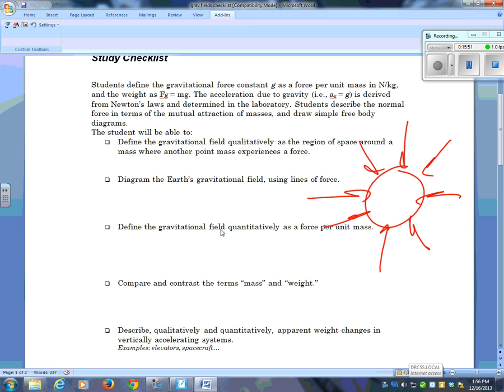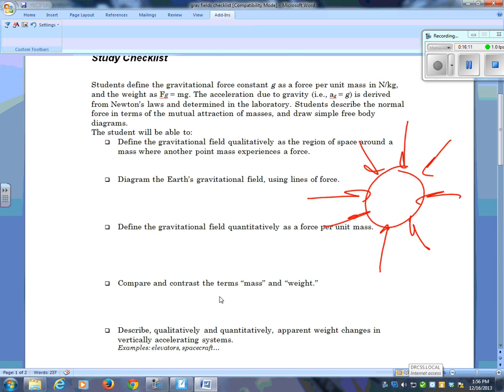You should be able to define the gravitational field quantitatively as a force per unit mass. In other words, have a very good understanding of it being in newtons per kilogram. If I say an object has a mass of 10 kilograms, how much gravitational force is on it? 10 times 9.8, 98 newtons.